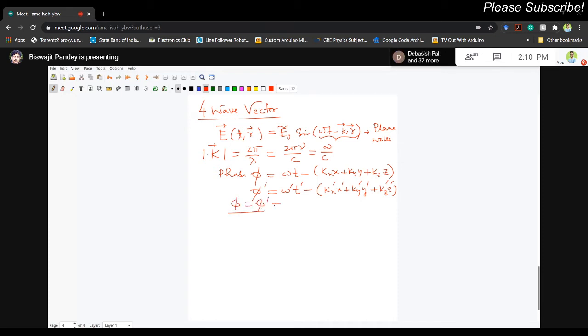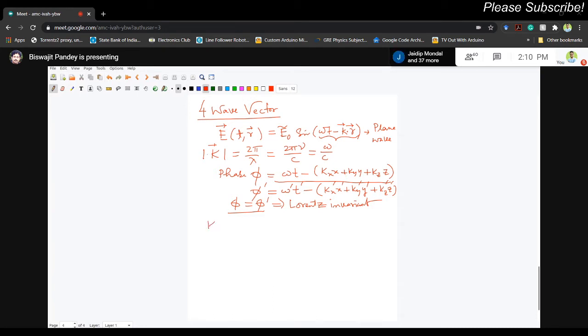This is a requirement from Maxwell's equation. It is not just our imagination or assumption. Lorentz invariant, right? This has to be the same in all frames, the phase of the wave, right? And now you see, once you are given this expression, if you look at it carefully, you will see that this is nothing but the dot product of two vectors, or the scalar product of two vectors in 4 dimension. How? Let me write it down, it will be clear.